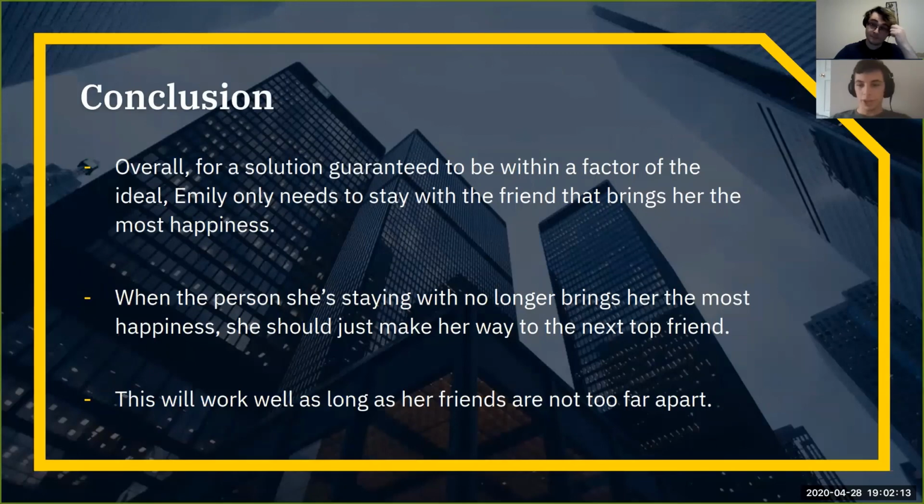Right, so what should Emily do? Well, if Emily, as a general strategy, at any point looks among all her friends and finds one where staying with her would make her the happiest, using our solution, she should just take the shortest path to get to that person and stay with that person for as long as it makes her the happiest. And when there's another friend that makes her happier, make her way towards that person. This may hurt some feelings, but using this, it is guaranteed that she will be within a specified factor of the ideal path that she could take. So we argue that this would be a very effective solution to solve Emily's problem.